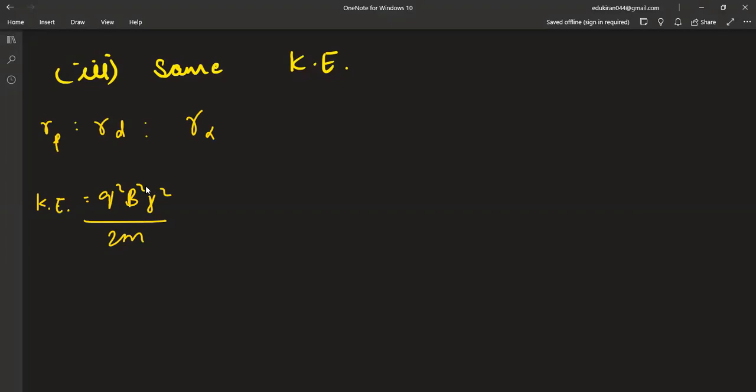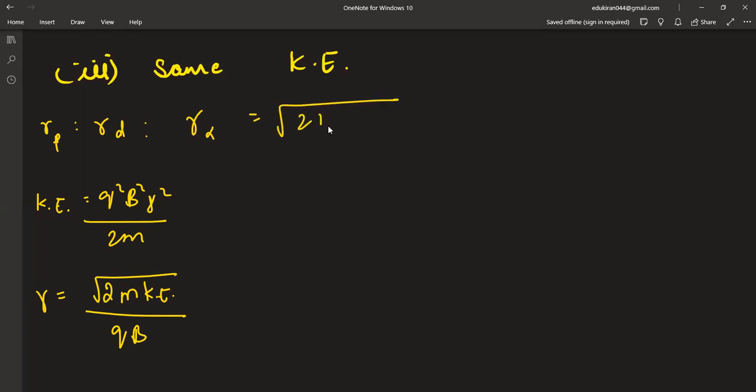This was the formula. So from here, R will be equal to what? Under root 2m kinetic energy by QB. From here, radius will be equal to under root 2m kinetic energy by QB. Why not under root QB? Because they are square. So when you take their power half, the square will cancel.